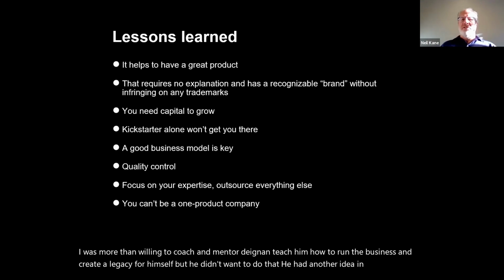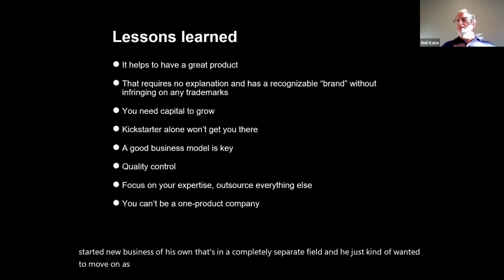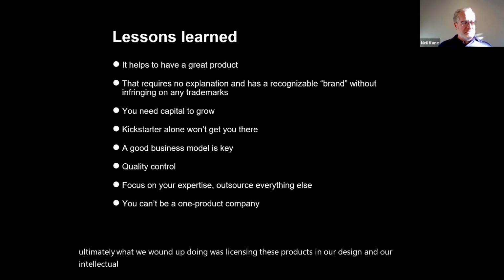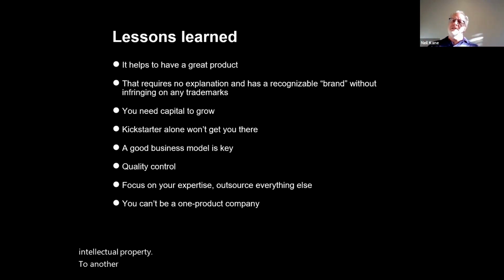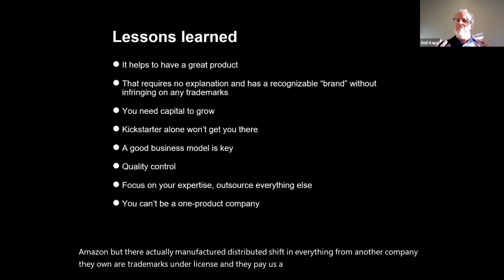He's since started a new business of his own that's in a completely separate field, and he just kind of wanted to move on as well. So we thought about selling the company, but ultimately what we wound up doing was licensing these products and our design and our intellectual property to another company. So as I mentioned, the products are available today. You can order them on Amazon, but they're actually manufactured, distributed, shipped, and everything from another company. They own our trademarks under license, and they pay us a royalty as they make sales.